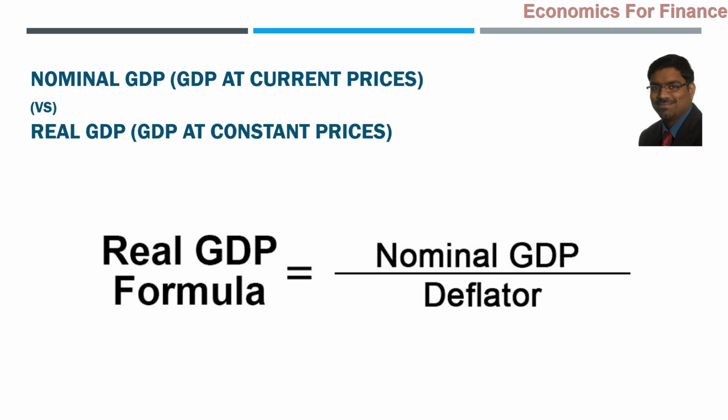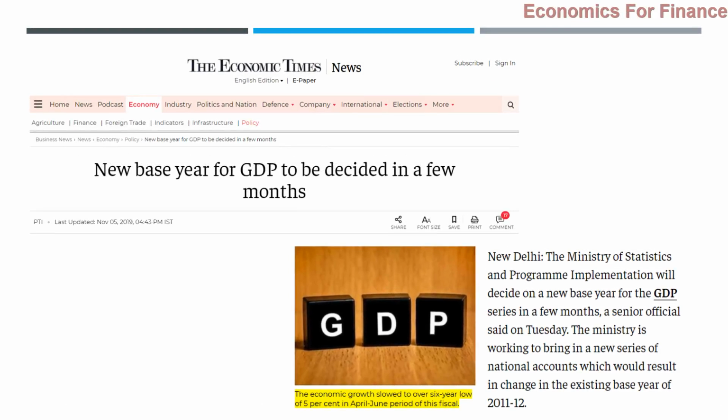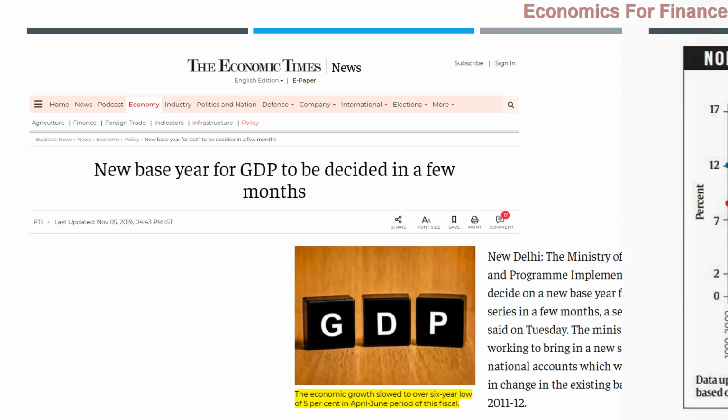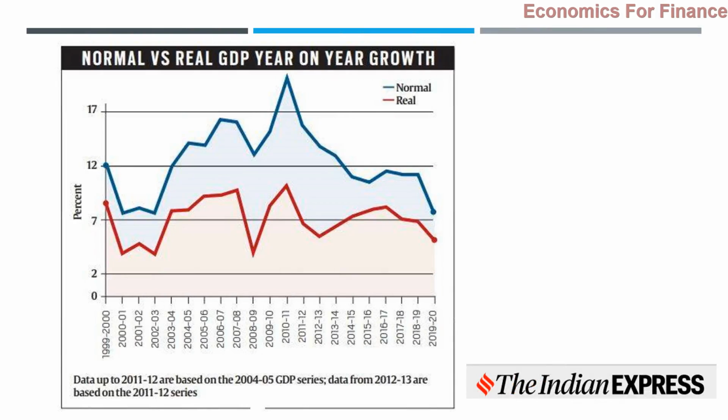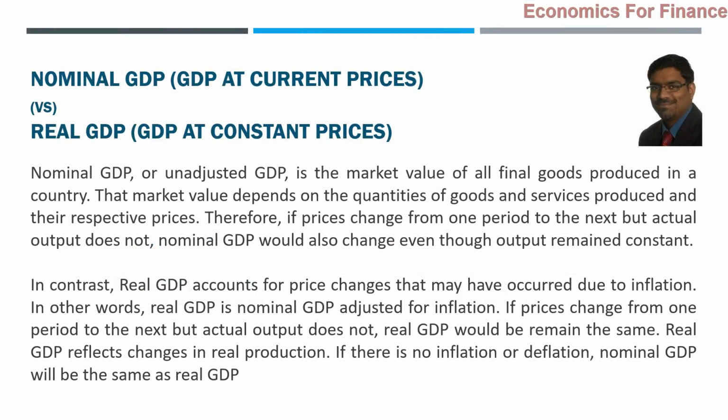And what base year? That keeps on changing. Earlier, the base year was 2004-05, later it was changed to 2011-12, and it is now proposed to be changed from 2011-12 to some other year. Whichever year it is, we'll have to wait and see. But this is only for understanding the difference between nominal GDP and real GDP. Nominal GDP is the unadjusted GDP. Real GDP is the nominal GDP adjusted for inflation.